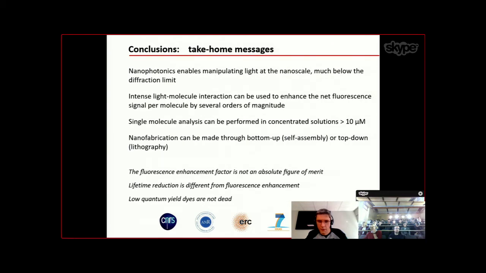And okay, maybe it's also time for us to go back to these low quantum yield dyes that we somehow forgot over all these years, focusing on highly bright systems. But low quantum yield dyes, you can make them now much, much brighter with the nano antennas.